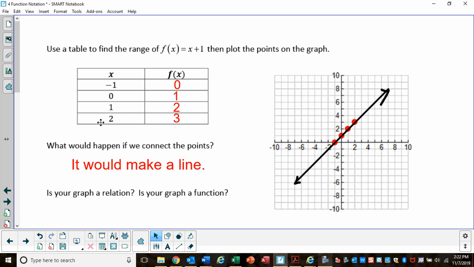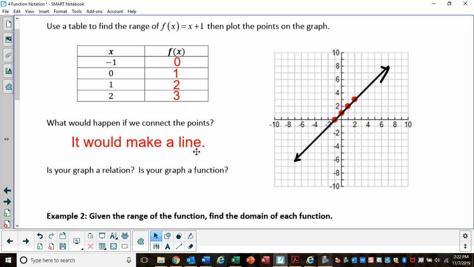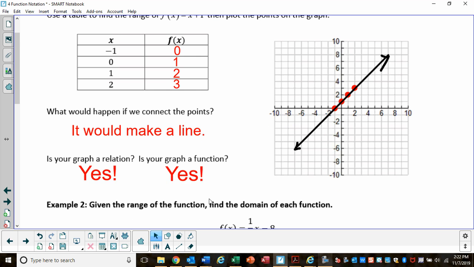So, even though I only plugged in 4 numbers, there's actually lots more x's that I can do. Okay, and I can extend this table and I can put a whole lot more, and they would all be on this line. So, to answer the next question, is it a relation? Yeah, because it's a bunch of ordered pairs. Is it a function? Well, will it pass the vertical line test? Yeah, so it's a function.